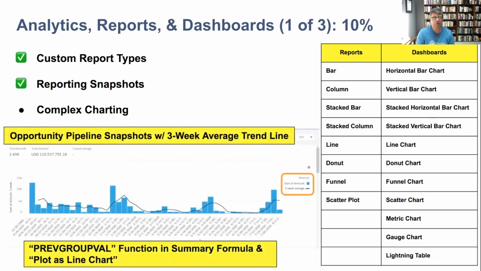So it's about when you can use these tools and what makes the most sense. And so here's a potential example. Here's the opportunity pipeline snapshots, taken over time, and we want a 3-week running average. So here you're going to have to get into a summary formula, which is a subsequent topic, using the previous group value function, and then clicking the plot as a line chart in order to get the 3-week running average. So being familiar with all the tools at your disposal will be really important to get after this issue of complex charting.